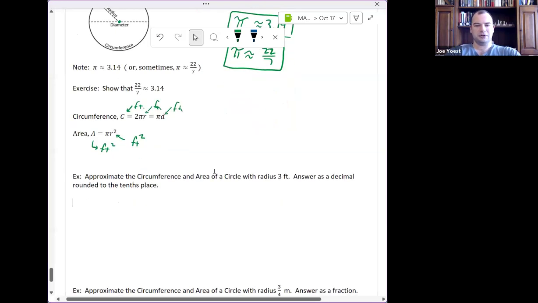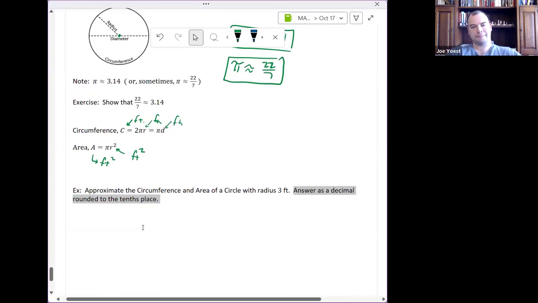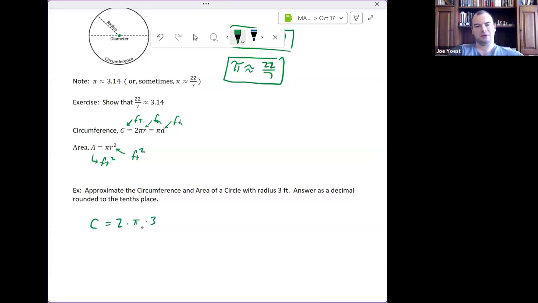So let's approximate the circumference and area of a circle with radius 3 feet. And let's try to answer as a decimal rounded to the hundredths place. So the circumference has a radius of 3 feet. So that's 2 times pi times 3, and this is in feet. Or that's 6 pi. Or that's approximately 6 times 3.14 for the circumference.